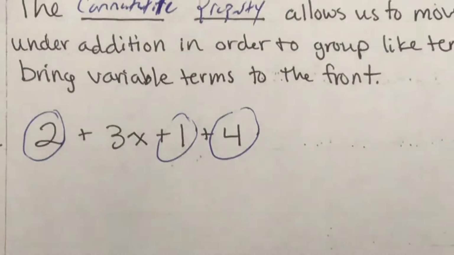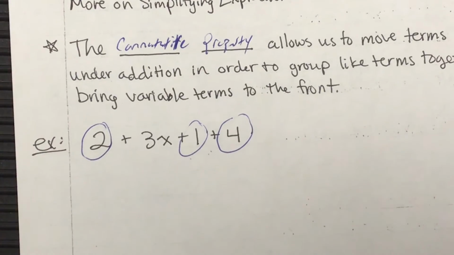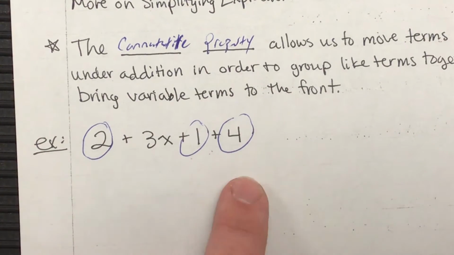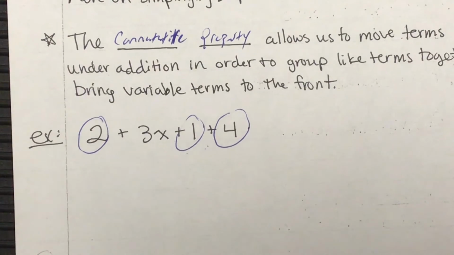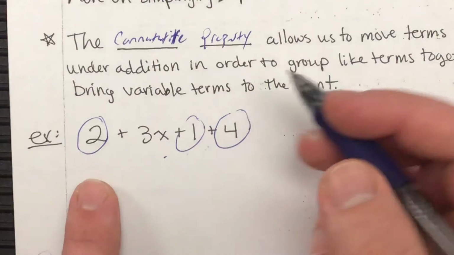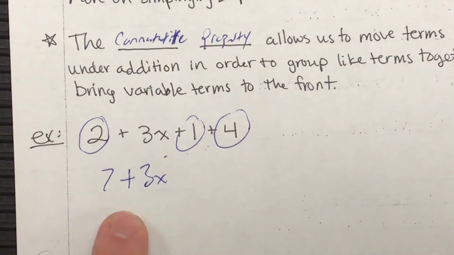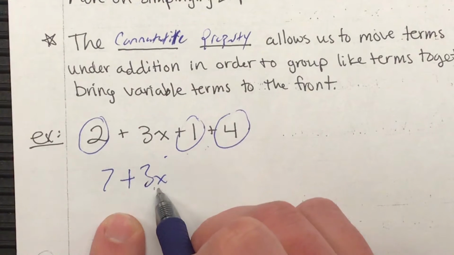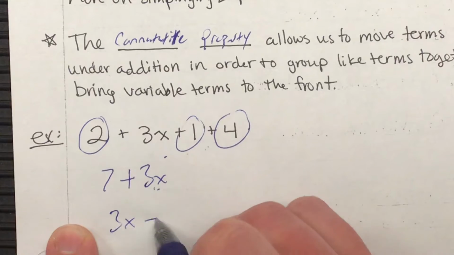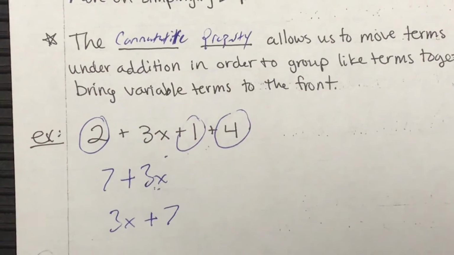You got it down? Not the property. All right, well, you can at least read that one. All right, so we said our like terms are 2, 1, and 4, so if we add all of them up, 2 plus 1 plus 4? 7. All right, now what's wrong with this? The 3x is behind the 7. We gotta have our variable term first, right? So you gotta rewrite it. That is the commutative property, straight up.